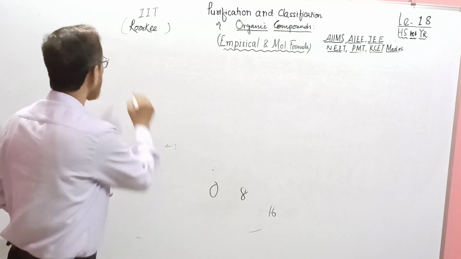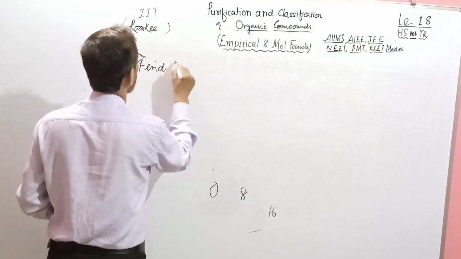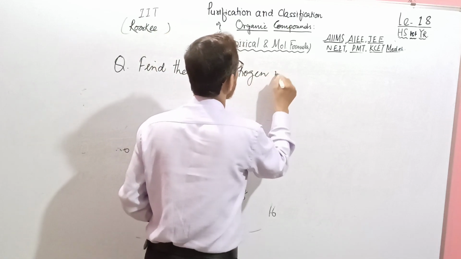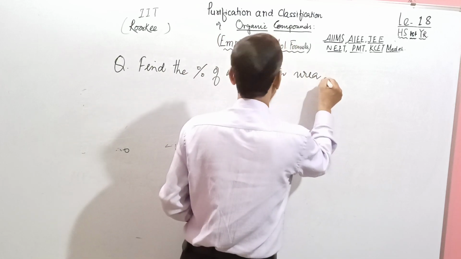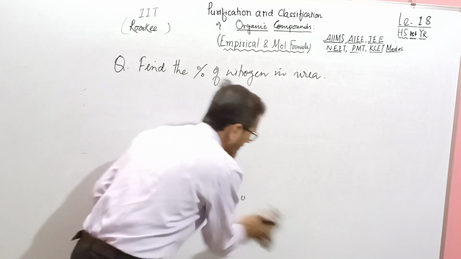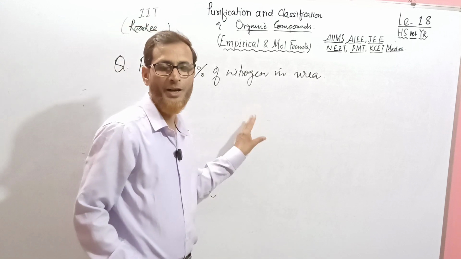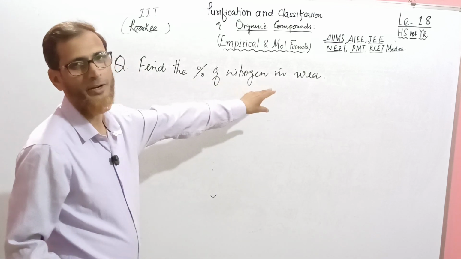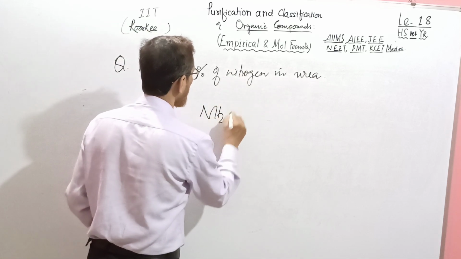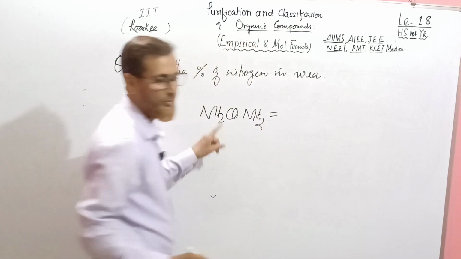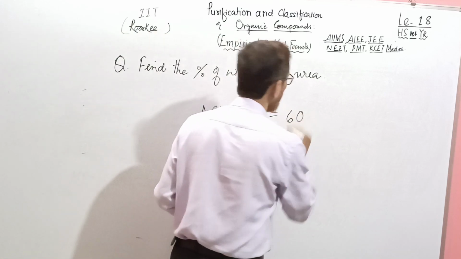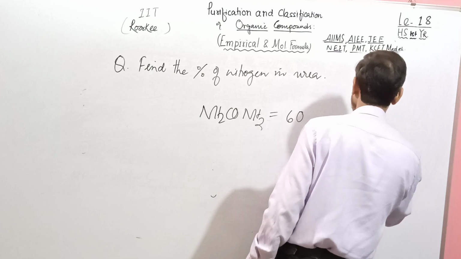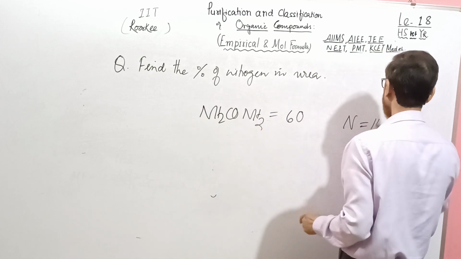Next and last of today's class is a question that is again very simple, but the fact is that some of you may not know the molecular formula of urea. If you know the molecular formula of urea, you can very easily find the percentage of nitrogen in urea. So the formula of urea is NH2CONH2, and the molecular mass is 60.2, no need to write 60.2, write just 60. Am I right? And what is the amount of nitrogen here? 2 nitrogen, 1 nitrogen is 14 and 14, they are 14 plus 14.